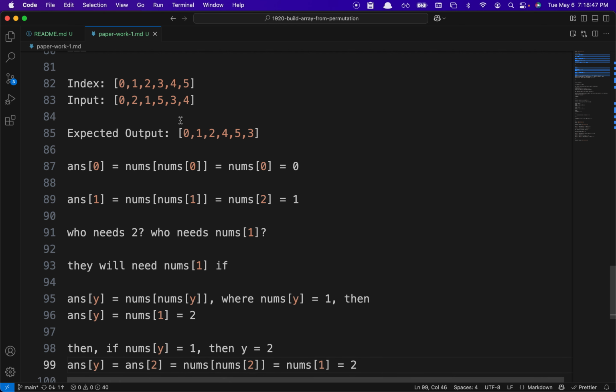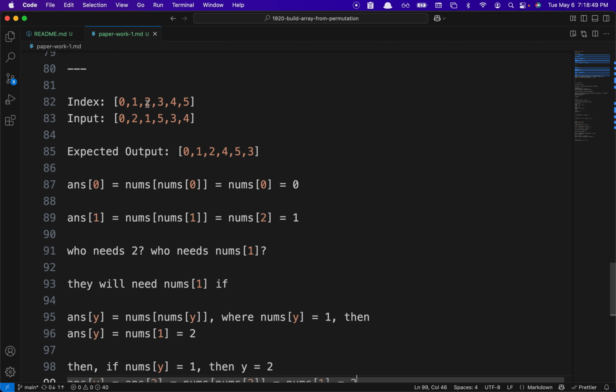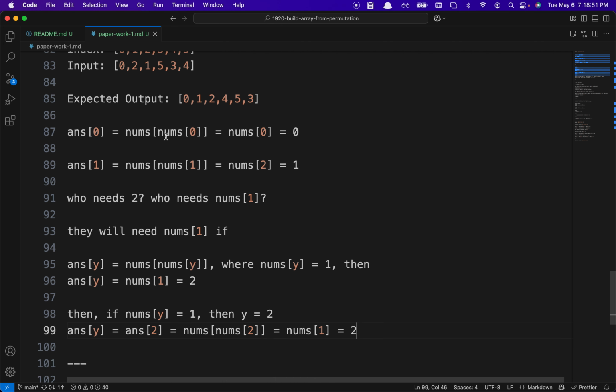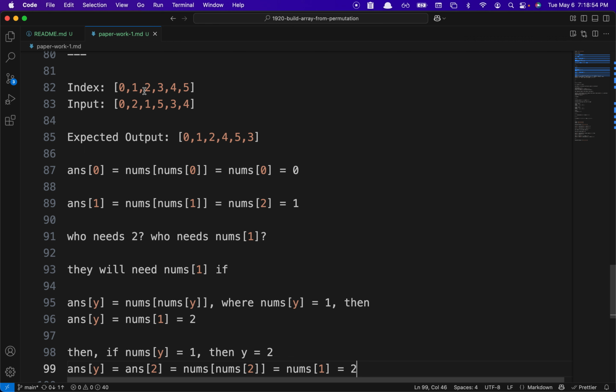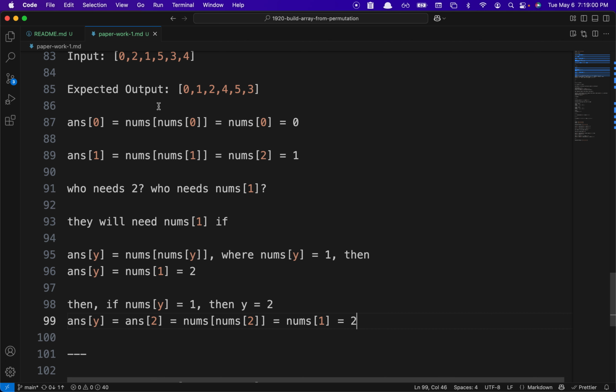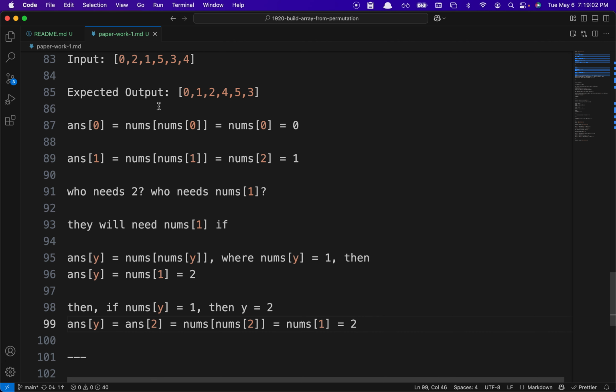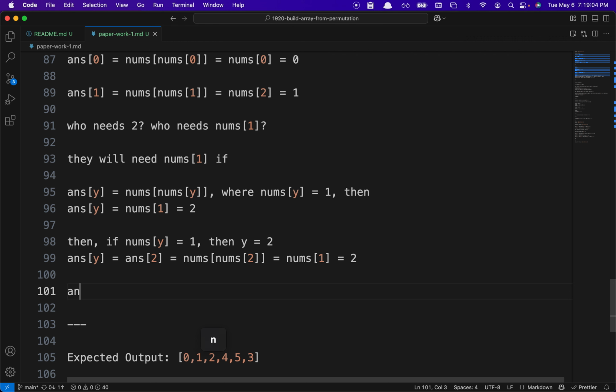We look at that. Let's say you are going to overwrite this one with 2, right? Who will need 1? ANS of 2 equal to 1. Who will need it? Who needs it, because you will write it off, right? Who needs ANS of 2?